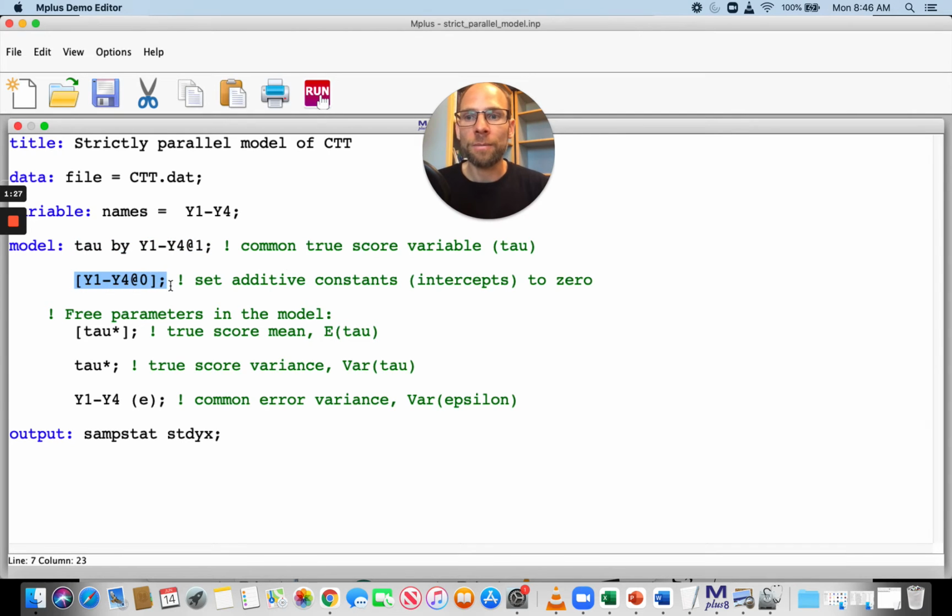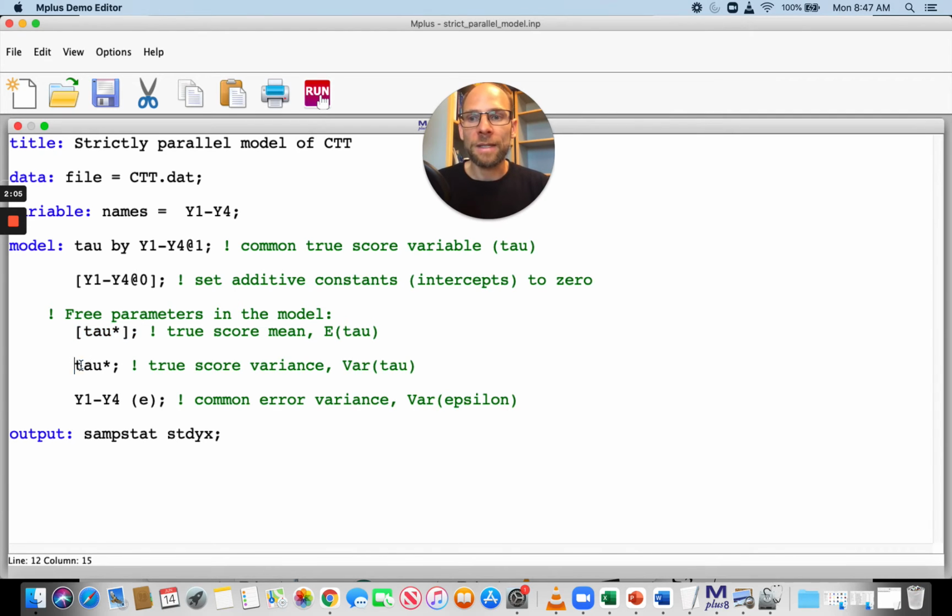Furthermore, the model also implies that all variables have the same means, and that can be implemented in Mplus by setting all the intercepts, or additive constants, of the measurement model to 0. Furthermore, I'm estimating the common mean of the true score variable. Since there's only this one parameter related to the mean structure, it's implied that all variables have the same mean, because we're not estimating any intercepts for the observed variables. All the intercepts are fixed to 0, and so this model has the constraint that all variables have the same mean.